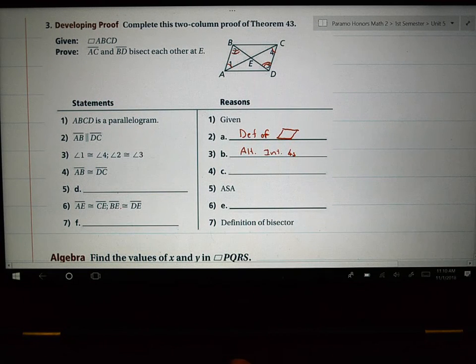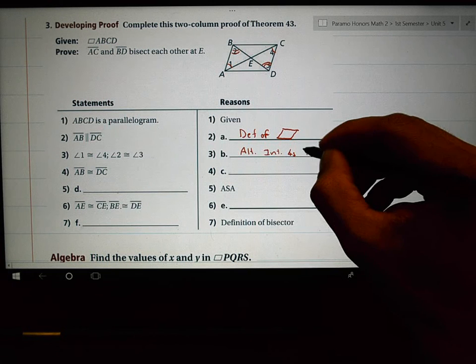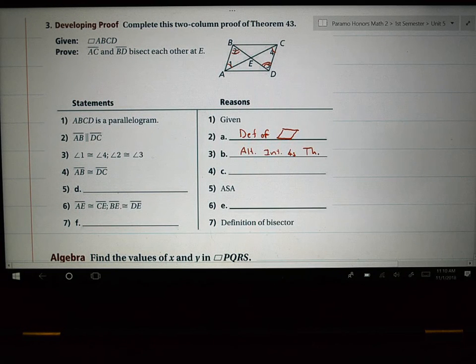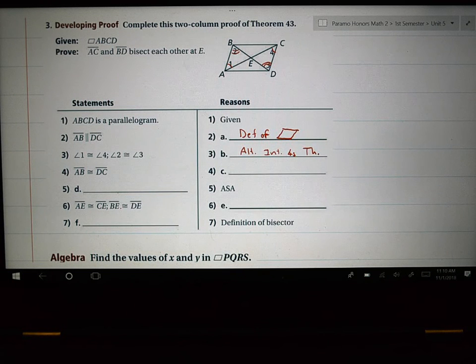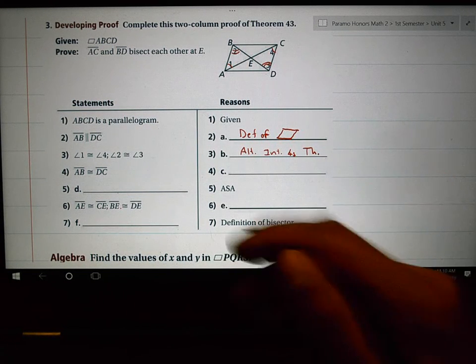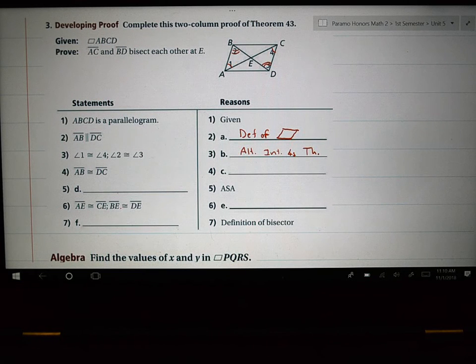There's actually a theorem in our book. I'm going to put theorem right here. That theorem states that if two lines are parallel, and there's a transversal that goes through it, then the alternate interior angles are going to be congruent to each other. But if you wrote alternate interior angles, I'm going to accept it. If you forgot the little theorem part, I would still say, they're close enough. That's just because I'm a nice guy.